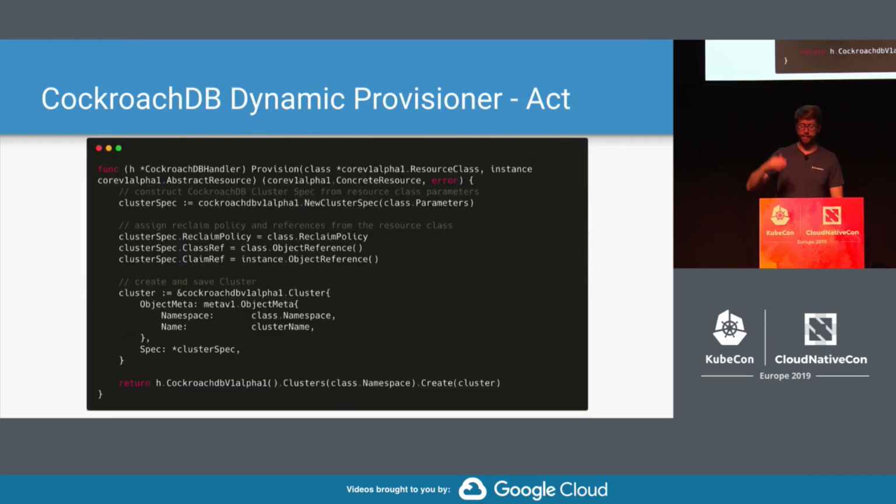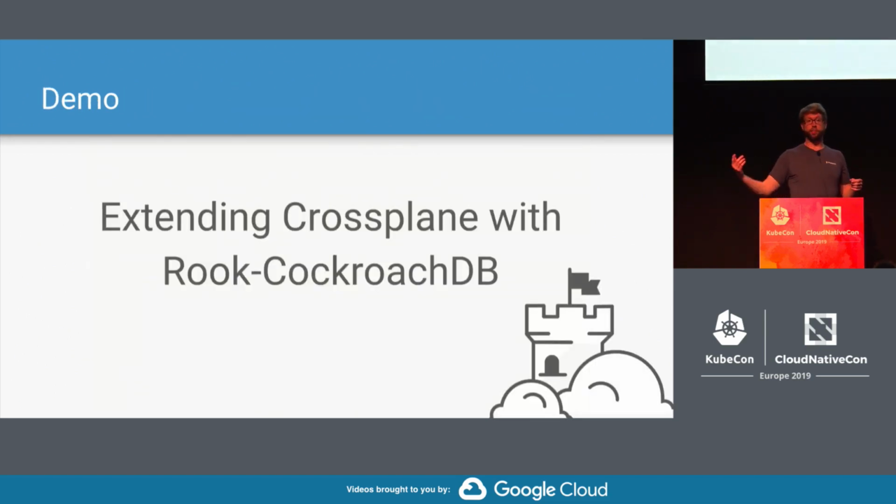And here's the final act step: observe, analyze, act. Act is when we actually provision and create the cockroach instance that will fulfill the request for Postgres. So we're creating a CockroachDB cluster object, and we're calling create on the Kubernetes API to kick in the machinery of the regular cockroach operator. This is the cockroach operator part that dynamically provisions storage, and then the cockroach operator will kick in and bring up a whole cockroach cluster. So let's actually look at this thing. Let's see it in action.